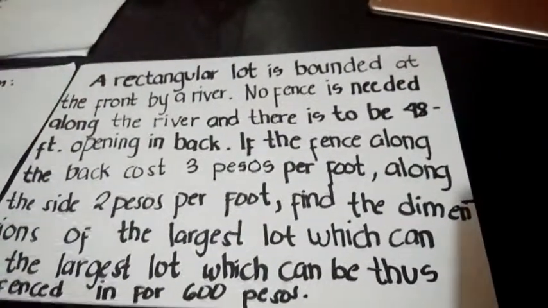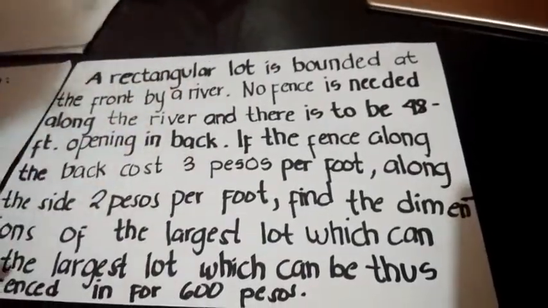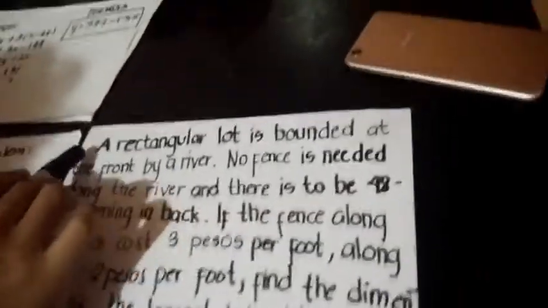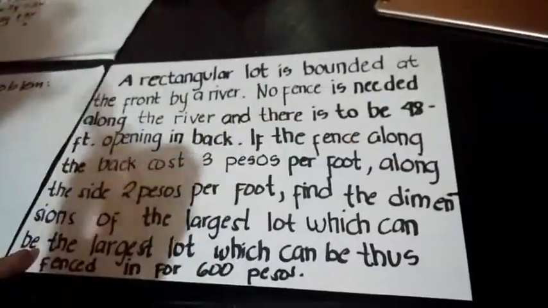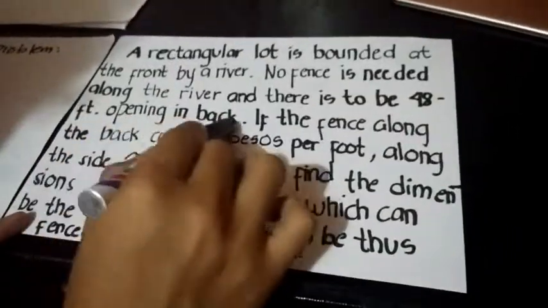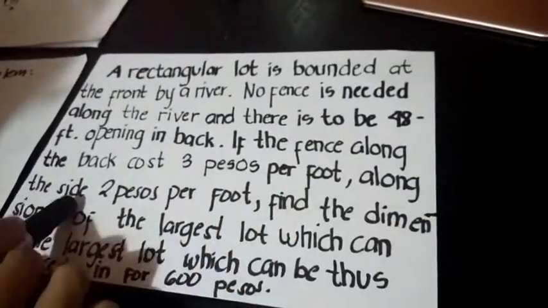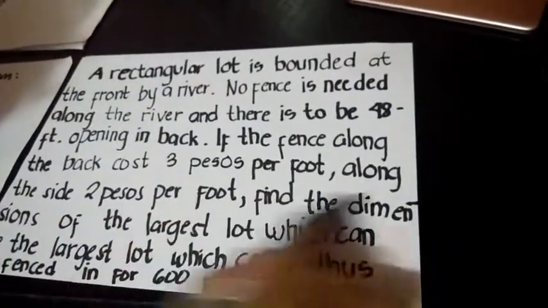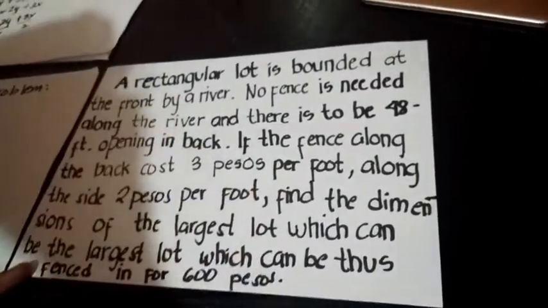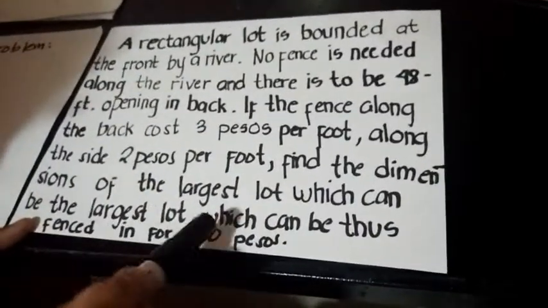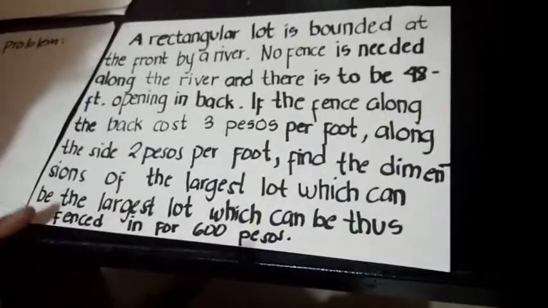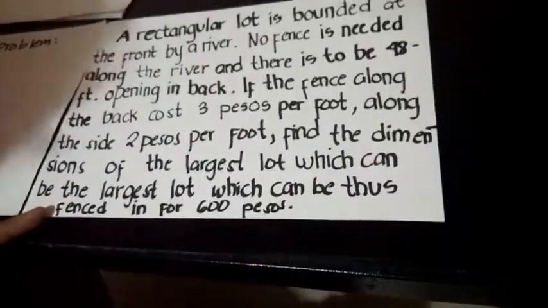So let's talk about an example of a modeling function. Let's read the problem. A rectangular lot is bounded at the front by a river. No fence is needed along the river, and there is to be a 48 feet opening in the back. If the fence along the back costs 3 pesos per foot, and along the sides 2 pesos per foot, find the dimensions of the largest lot which can be fenced in for 600 pesos.